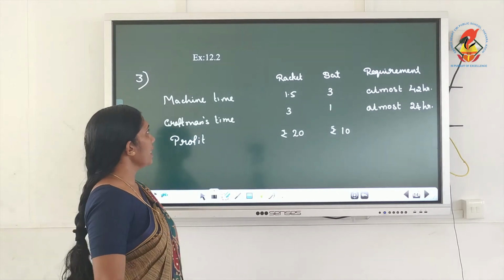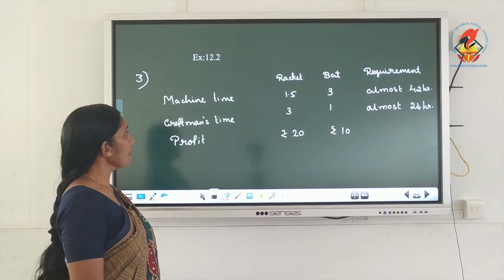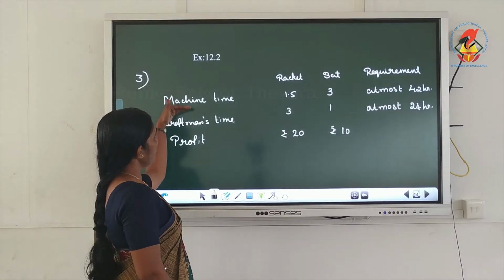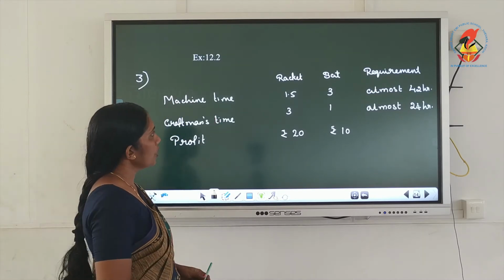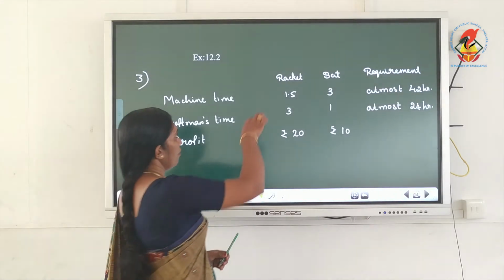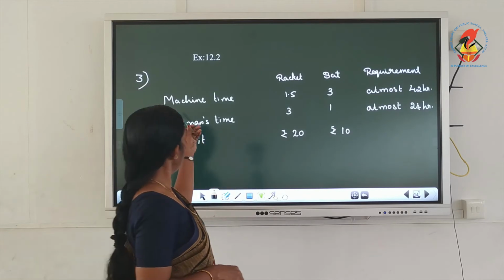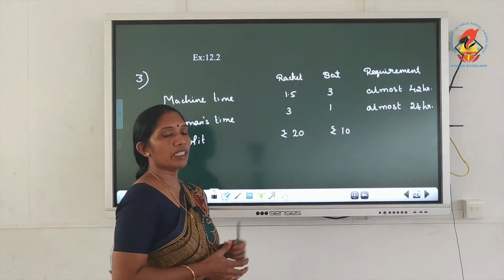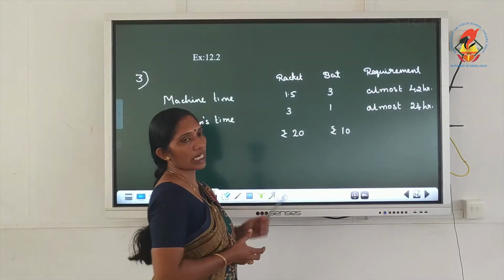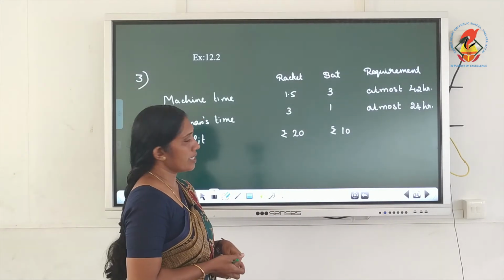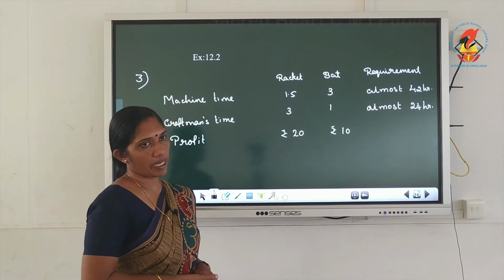So a factory makes tennis rackets and cricket bats, and we have two conditions, that is machine time and craftsman time. For one racket, 1.5 hours is needed for machine work and 3 hours for craftsman work. And for a cricket bat, 3 hours machine time and 1 hour craftsman time.